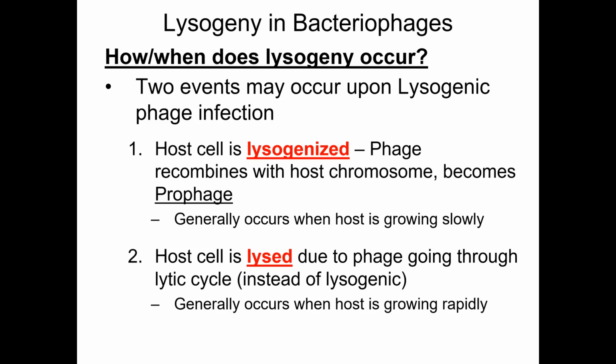Because recombination takes time. Host cell's growing slowly, it can take the time to put itself into the chromosome. Now, if the host cell is growing rapidly, think log phase, for one, there's no time to become a prophage, but two, you got more host cells to have fun with. So more typically, the virus would go through the lytic cycle. So host cell growing slowly, odds are it becomes a prophage. Host cell growing rapidly, odds are it goes through the lytic cycle, killing the host cell.